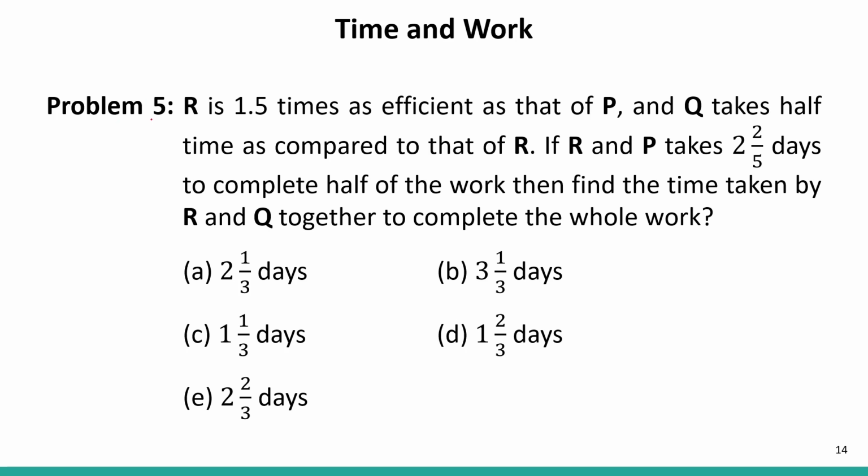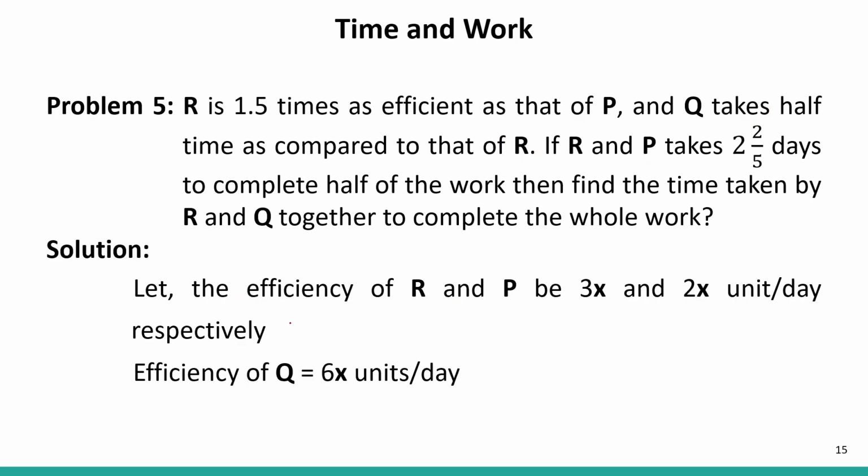Let's go forward with problem number 5. R is 1.5 times as efficient as P, and Q takes half the time as compared to R, only half time. Here half is the keyword. If R and P take 2 whole and 2 by 5 days to complete half of the work, then find the time taken by R and Q together to complete the whole work. Which among these options is actually correct?